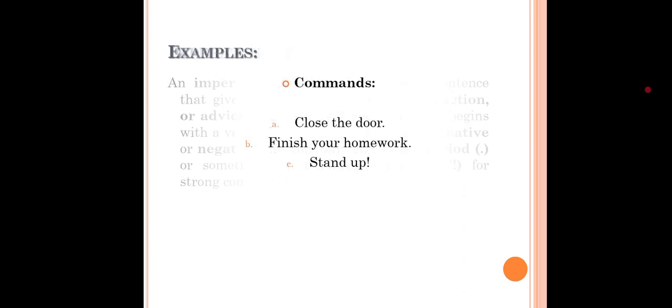So let's check some examples. First one is command. So see some examples of commands. First, close the door, finish your homework, stand up. All these 3 sentences are actually giving some order or command to someone else by someone. But one thing here you need to pay attention to is that the subject and the doer, both of them are missing here. Okay, so let's check the next example.